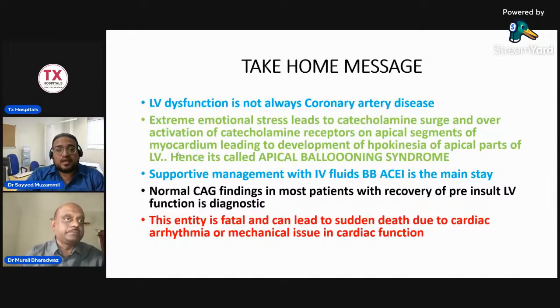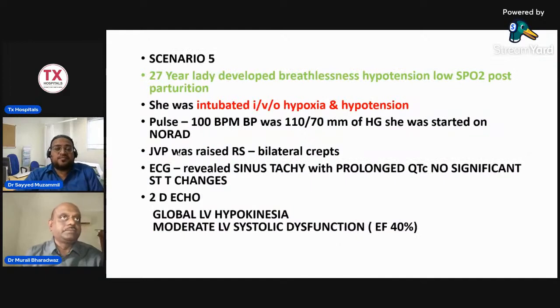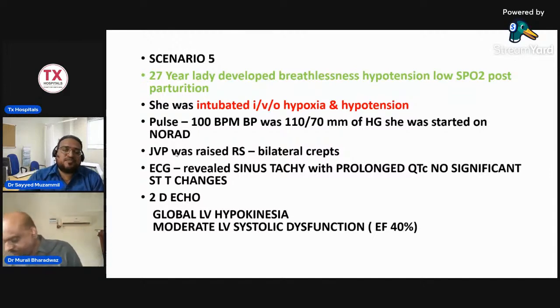Great. So scenario 5, a 27-year-old lady, she developed breathlessness, hypotension, low saturation post-parturition in one of the secondary hospitals, and she was intubated in view of hypoxia and hypotension. So she developed hypotension post-parturition, so she was given IV fluids. After giving IV fluids, she became hypoxic again, and her hypotension was not improving. So they intubated that lady and shifted her to surgical ICU.